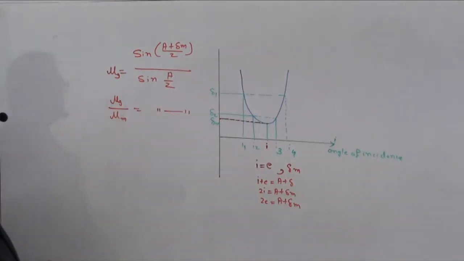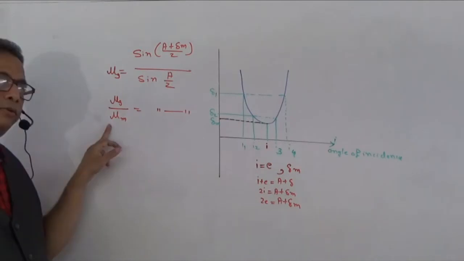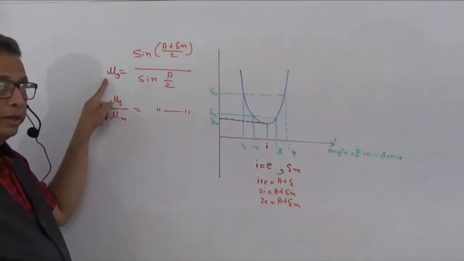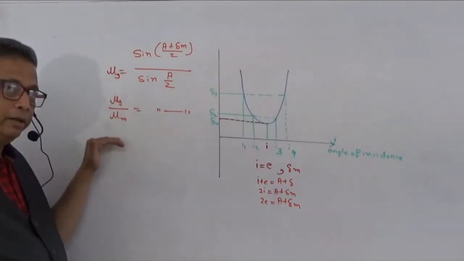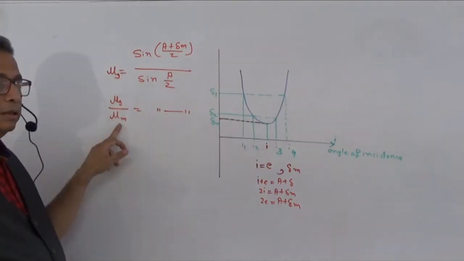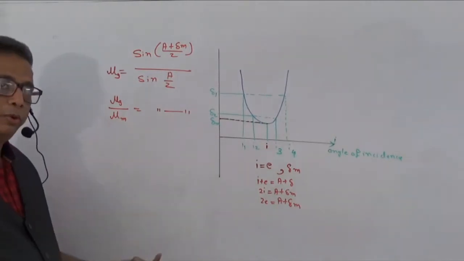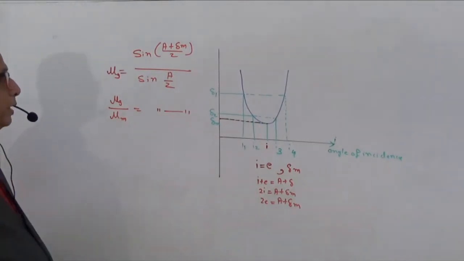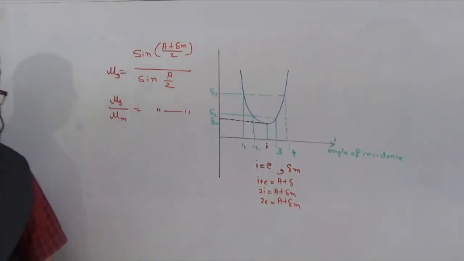So you should know how and when the refractive index of the medium is used. Wherever there is a mention of refractive index, you should assume that it is the refractive index relative to the medium, because if the medium is air, the refractive index of that medium is going to be 1, and that formula gets applicable. Please make a note of this.